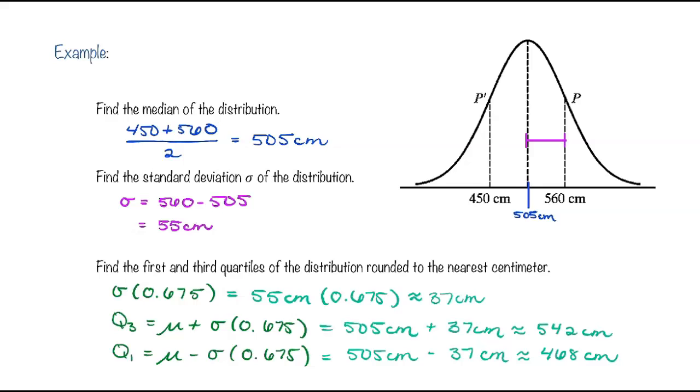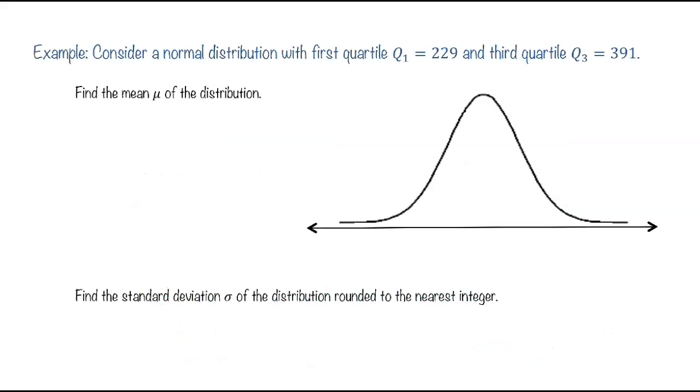Let's take a look at a different type of example. In this example, we are given a normal distribution with a first quartile equal to 229 and a third quartile equal to 391. From this information, we first will find the mean of the distribution. Let's label what we know. We know that the first quartile is 229, and the third quartile is 391.